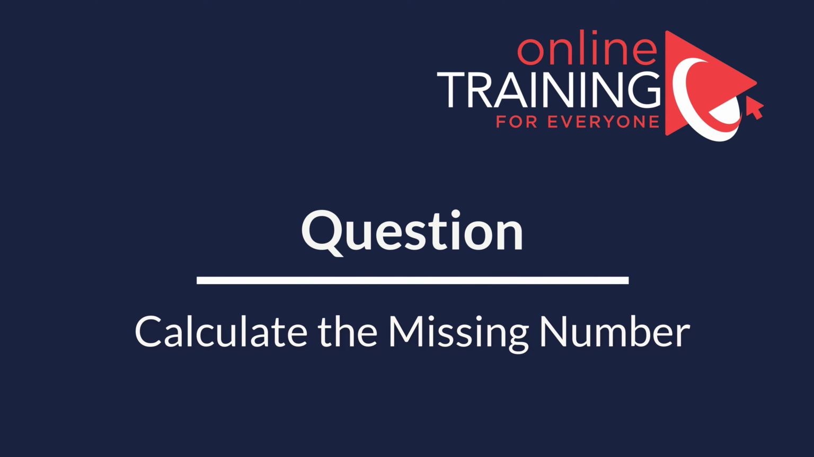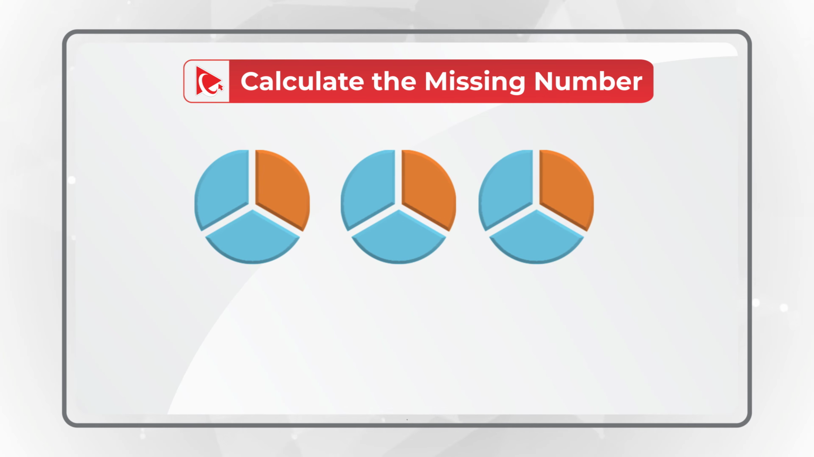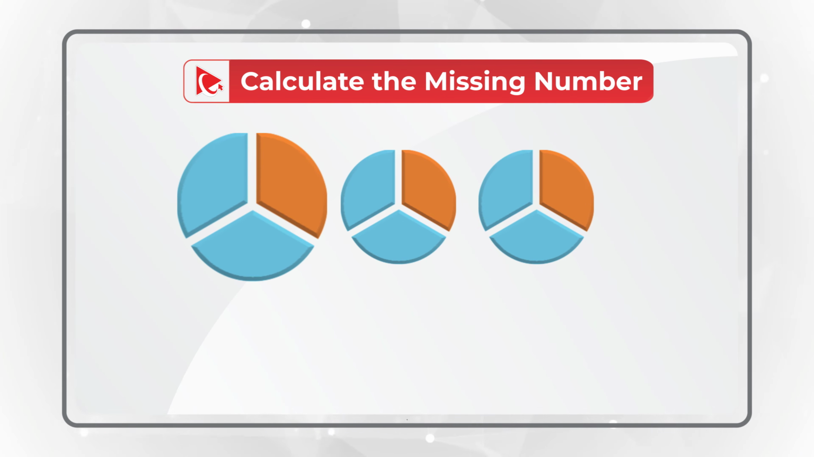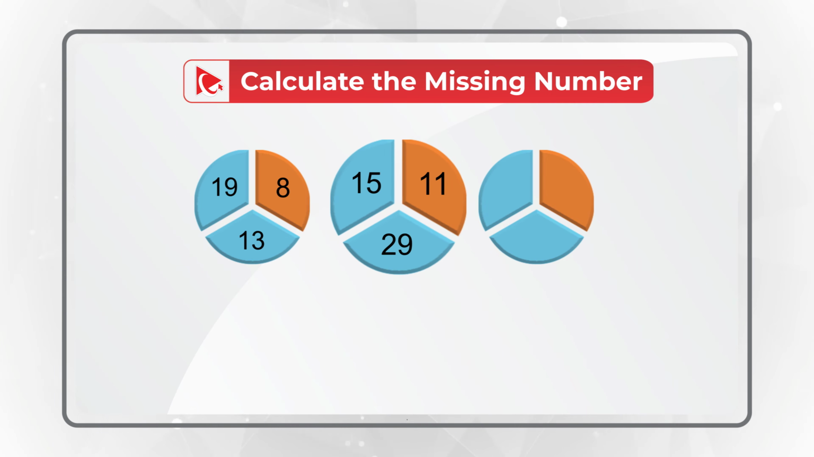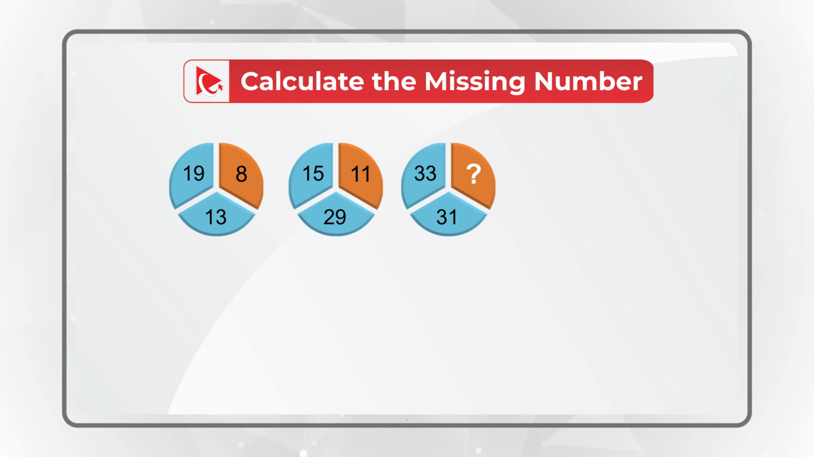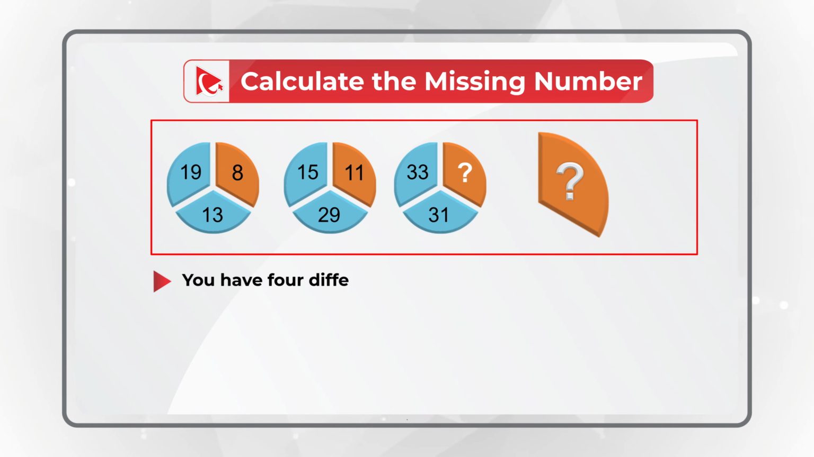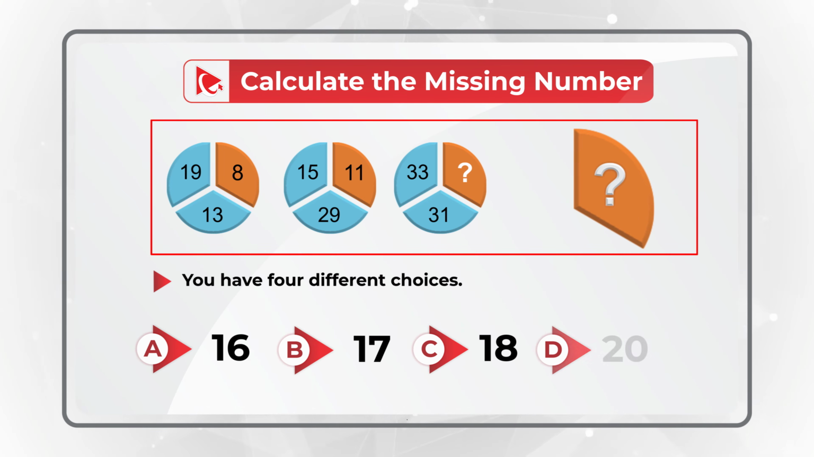Here's a puzzling question which has a very surprising solution. You're presented with 3 circles. Each circle is broken into 3 equal parts. The first circle has numbers 8, 19, and 13. Second circle has numbers 11, 15, and 29. And then the third circle has numbers 33, 31, and then one number is missing. You need to calculate the missing number out of 4 different choices. Choice A, 16. Choice B, 17. Choice C, 18. And then choice D, 20.